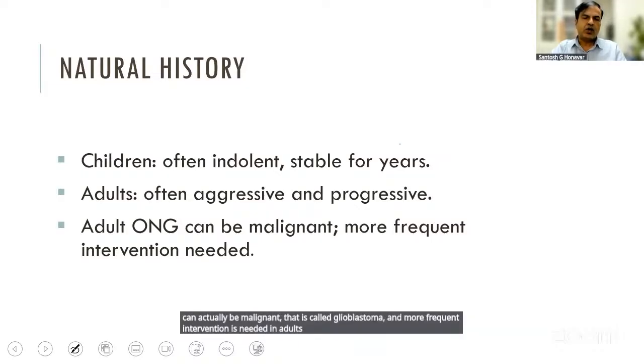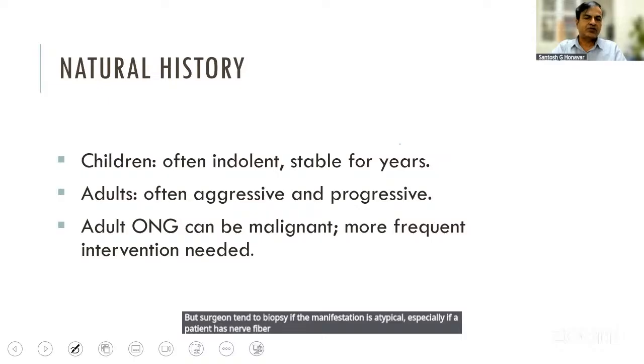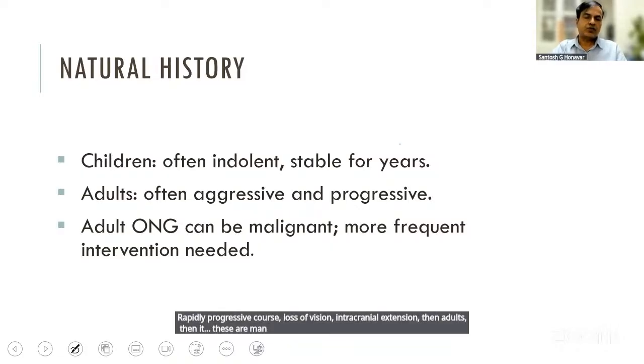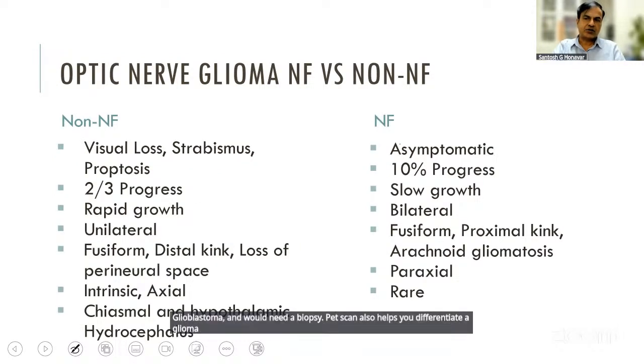Actually, many orbital surgeons tend to biopsy if the manifestation is atypical, especially if a patient has nerve fiber layer hemorrhage, severe disc edema, rapidly progressive course, loss of vision, intracranial extension. In adults, these are manifestations of glioblastoma and would need a biopsy. PET scan also helps you differentiate a glioma from a glioblastoma.